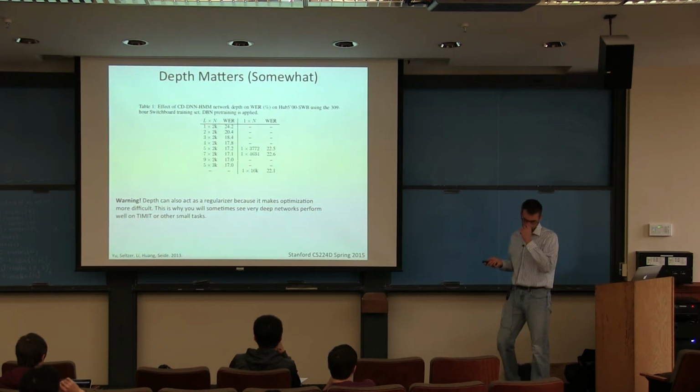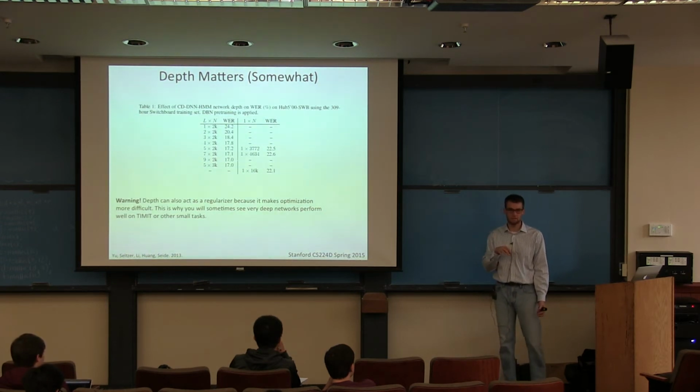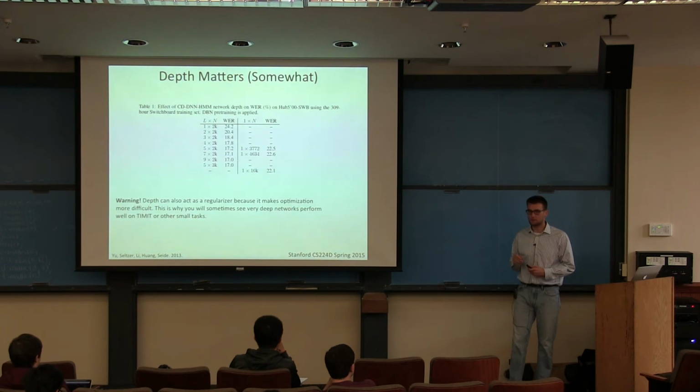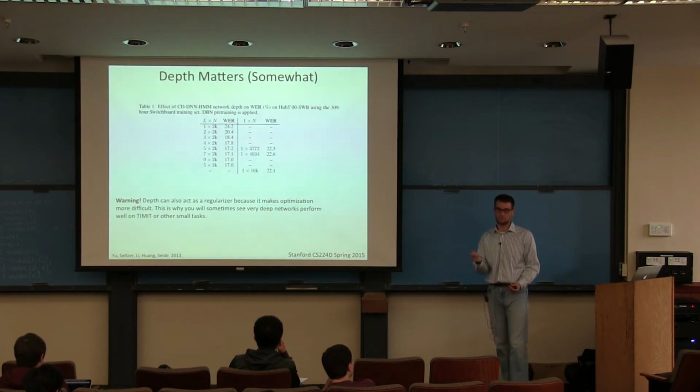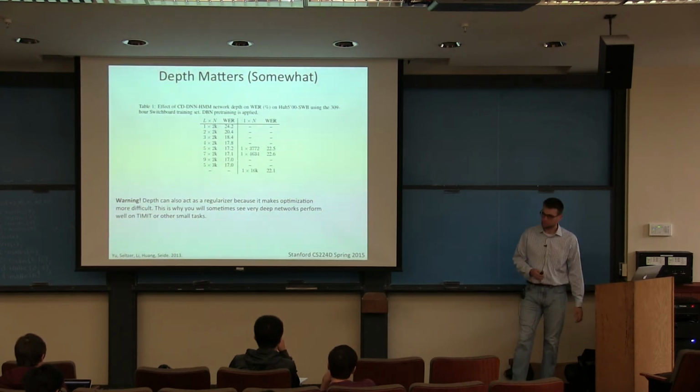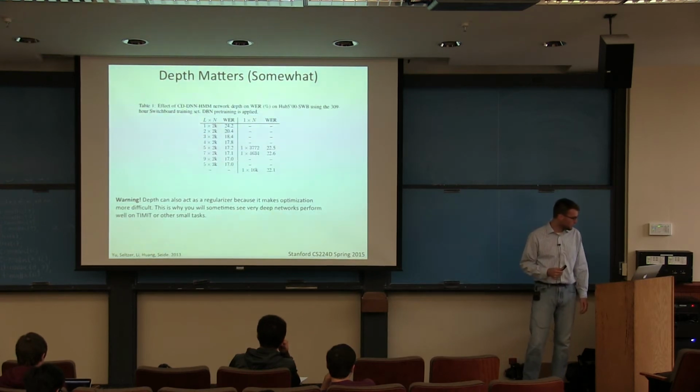People had results on TIMIT where 10 to 15 hidden layers actually improves quite a bit over like 5. But it turns out what seemed to be happening there was with 10 to 15 hidden layers, your optimization algorithm couldn't really find a good local minima. And so it was acting as a regularizer because it just prevents you from overfitting. So more layers is not necessarily increasing your representative capacity in all cases. It might just be stopping you from overfitting because you can't solve the optimization problem.